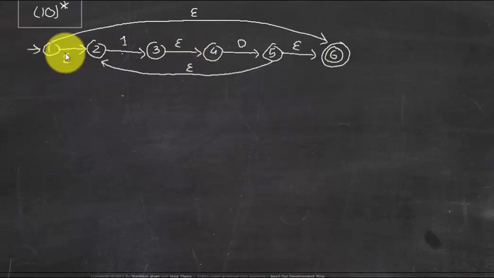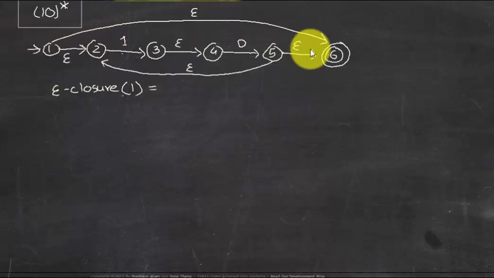There are 6 states, 1 2 3 4 5 6. So we compute the e-closure for all states. What is e-closure computation? Suppose we are computing the e-closure of state 1. Then we find from state 1 which states it goes to using the epsilon transition. So from state 1, using epsilon transition, we go to state 2, we could go to state 6, and we could also go to ourselves.